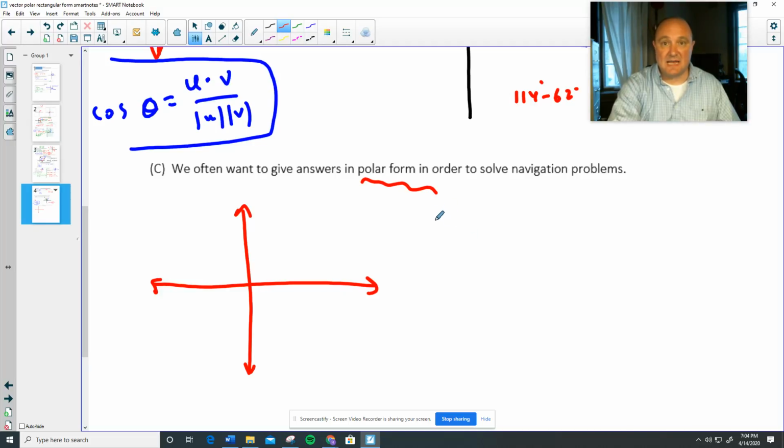So, a lot of the time you might be working in rectangular form, but you want to convert back at the end of the problem.